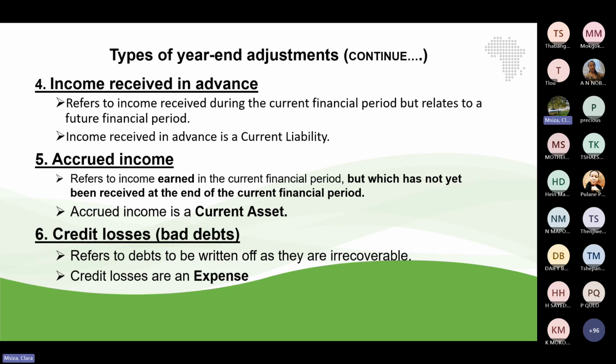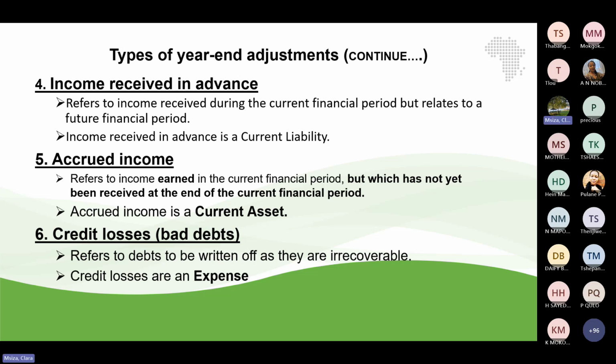Accrued income refers to income earned in the current financial period, but which has not yet been received at the end of the current financial period. And you consider this as a current asset. For example, you might have offered a service or goods on credit to your customer, but you have not received any cash. Hence, you need to record this as an asset, meaning that you are raising a debtor, and this will be included under your trade and other receivables in the statement of financial position at year end.